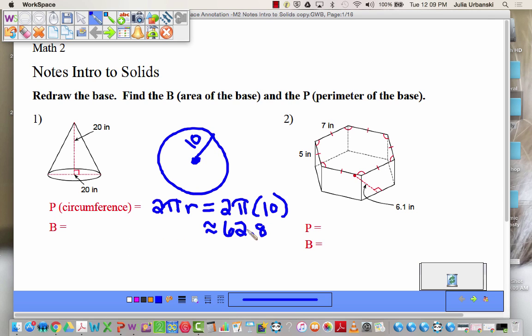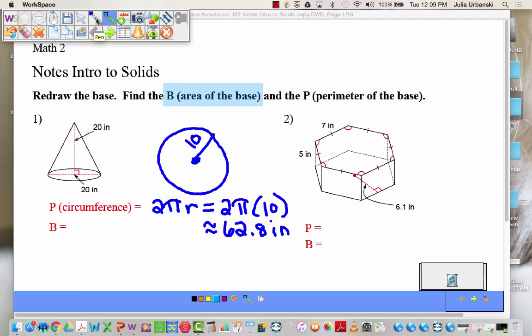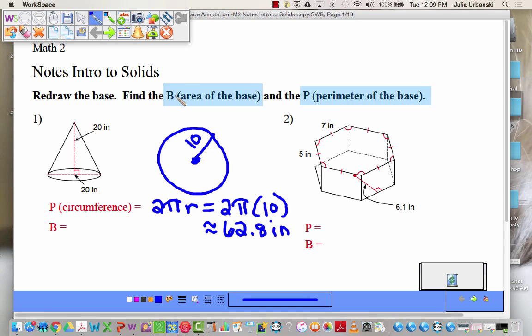62.8. Yep. And that is inches. It's IN. What is IN? Inches. Oh, yeah, inches. Alright, base. This capital B stands for base area for the rest of our chapter. Capital B stands for base area. Capital P makes more sense, it stands for perimeter. But they use a capital B instead of the letter A. So capital B here means area.